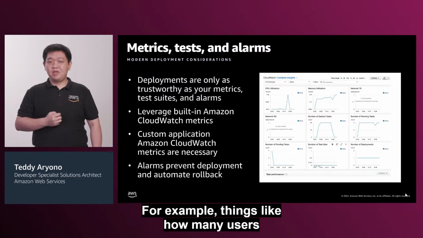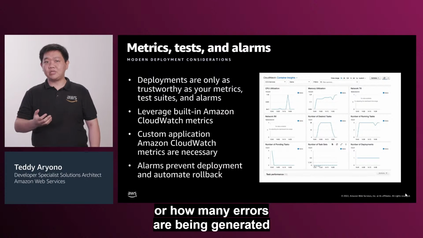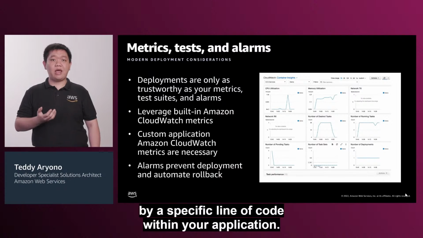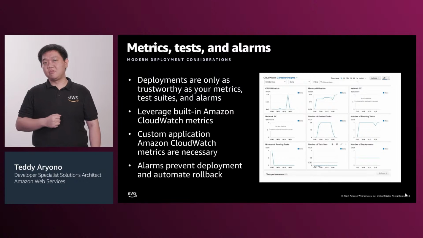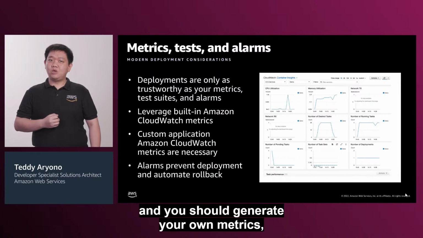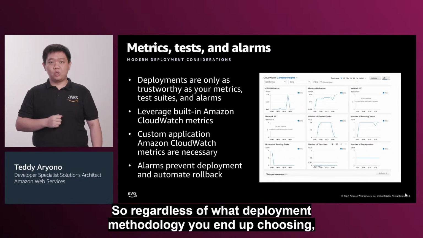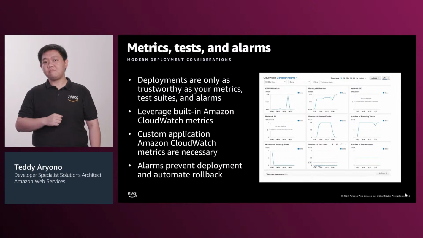For example, things like how many users are visiting a specific page within your application, or how many errors are being generated by a specific line of code within your application. Those are types of things that live inside your application. You should generate your own metrics, create your own tests, and create your own alarms. So regardless of what deployment methodology you end up choosing, these are the bare bones requirements.